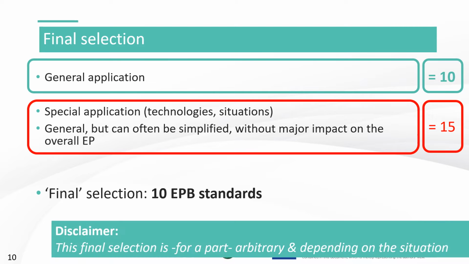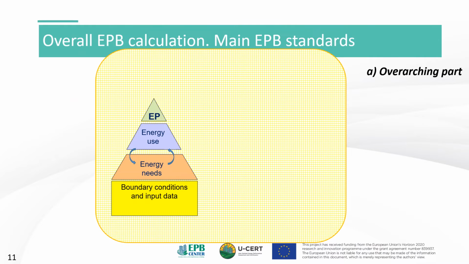And of course, again, we need a disclaimer that this final selection is for part arbitrary and depending on the situation. But we continue the work on the 10 selected EPB standards. So, which are these 10 selected EPB standards? That brings us to the scheme of the overall energy performance of building calculations.